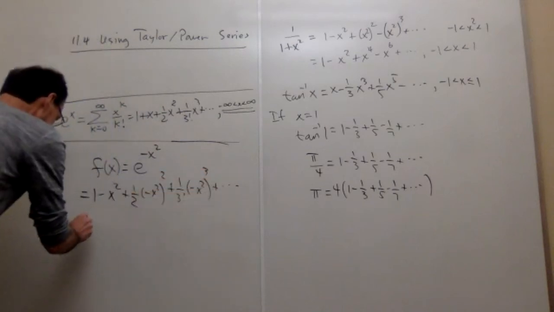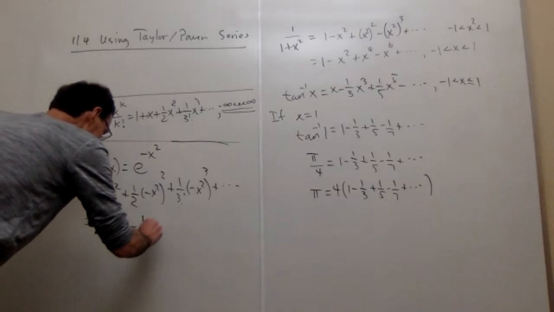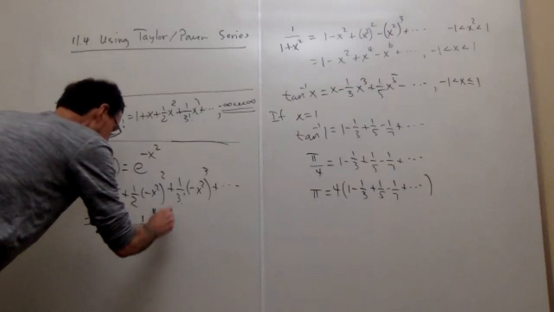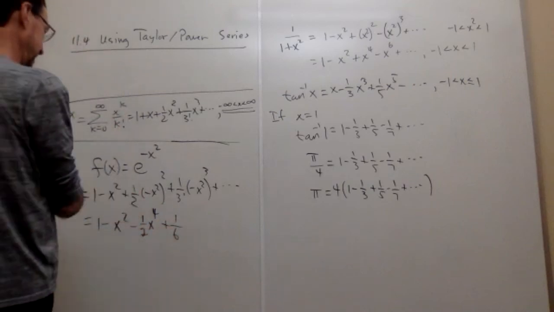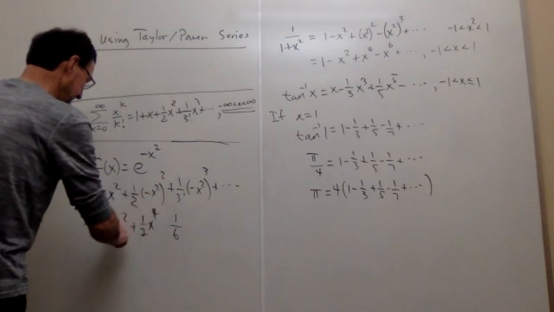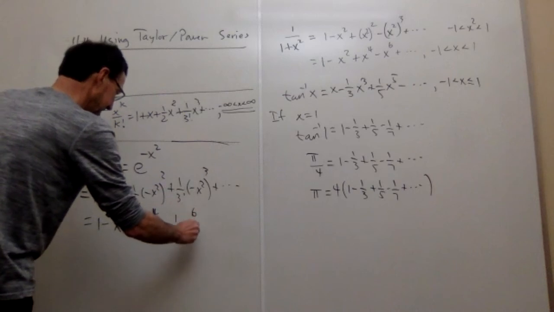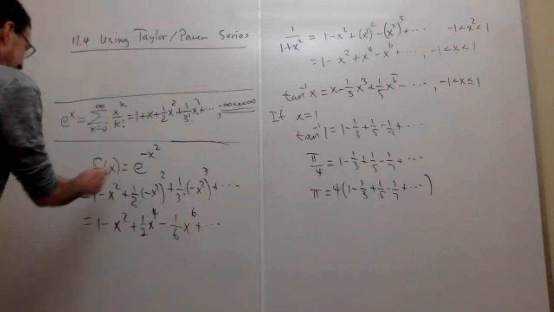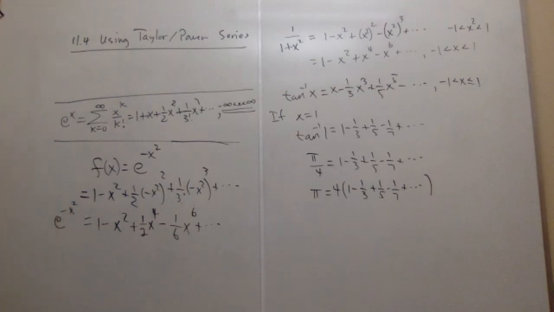And now let's clean that up. You can see we get an alternating series. 1/3 factorial, that's 6. Oops. This should be plus, and this one should be minus. Even power, odd power, and so on. And that converges to e to the minus x squared for every x value, for every x, minus infinity to infinity.